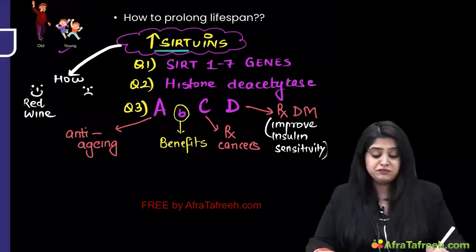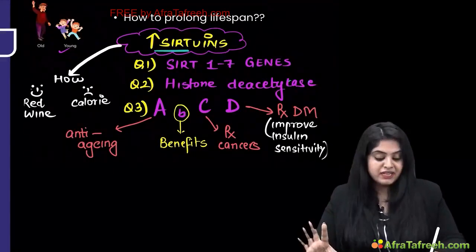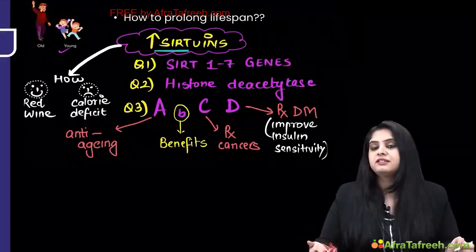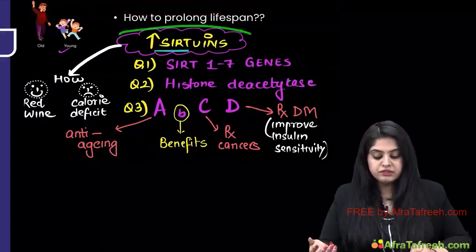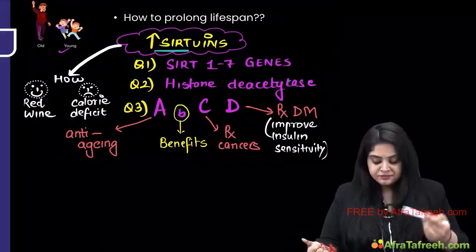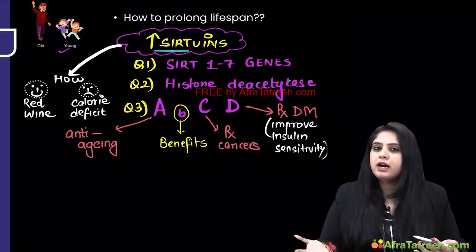That you will have to have less food. Calorie deficit. So basically, eat less and drink more. That is how we learn it. Okay, so eat less, calorie deficit, and drink more. That is, red wine consumption has been associated with an increase in sirtuins, and that will help you live and remain forever young.